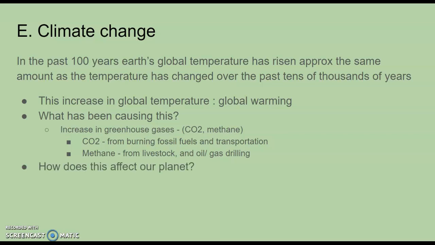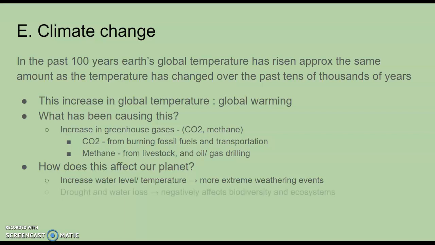So how does this affect us? If our temperatures are getting warmer, it's going to increase water level and the ocean temperature. So our glaciers are melting, and when they melt, they're releasing trillions of gallons of water into our oceans, which are increasing our ocean and water level. When that happens, we get a lot of flooding. The increase in temperature of our oceans is allowing our planet to be more prone to major weather events like hurricanes. So that's obviously a dangerous side effect of this global warming.